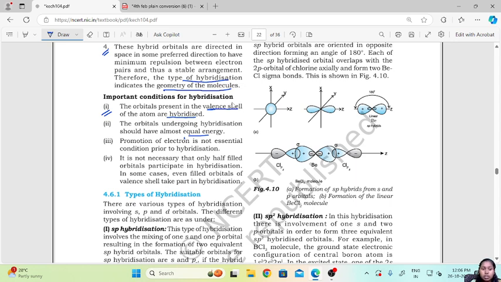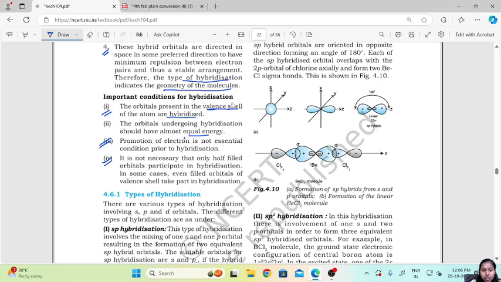Promotion of electron is not an essential condition prior to hybridization. Promotion of electron means excitation of electron. There is no need for electrons to get excited for the process of hybridization. But eventually there will be excitation of electrons, but it is not necessary that it should occur before hybridization. It can occur after hybridization also, or during hybridization also.